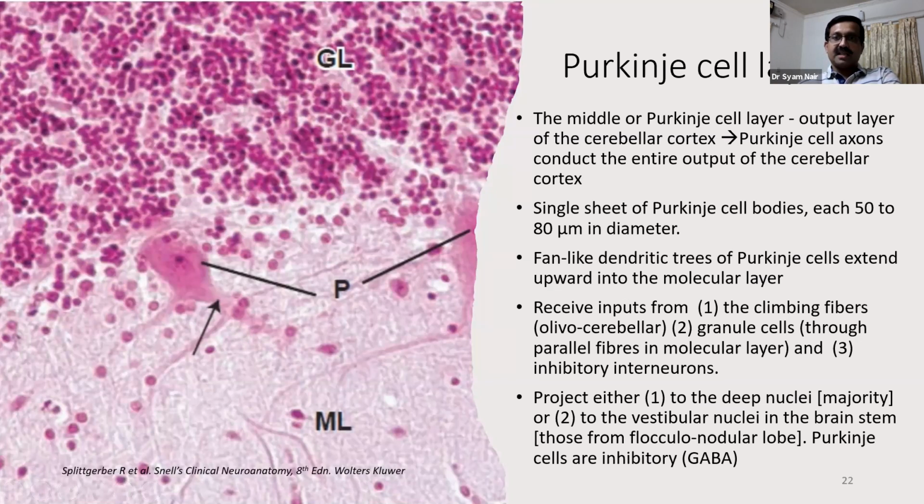And these are excitatory, the climbing fiber input as well as the mossy fiber input, which is channeled onto the Purkinje cell through the granule cells. Both of these are excitatory, while the inhibitory influence on the Purkinje cell is through the interneurons, the stellate cells and basket cells. These are excited by the parallel fibers and they inhibit the Purkinje cell. So these Purkinje cells project either to the deep nuclei, that is, the majority of the Purkinje cells project to the deep nuclei and inhibit them, while a small number of Purkinje cells, particularly from the flocculonodular lobe, have axons that bypass the deep nuclei and directly go into the vestibular system.